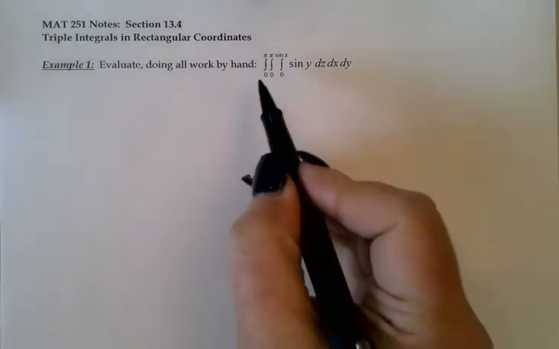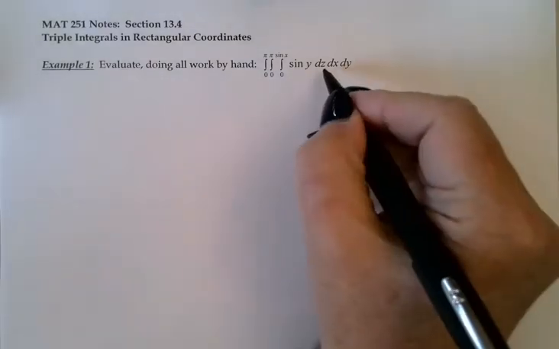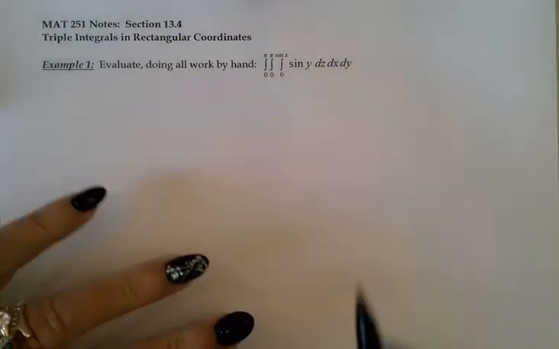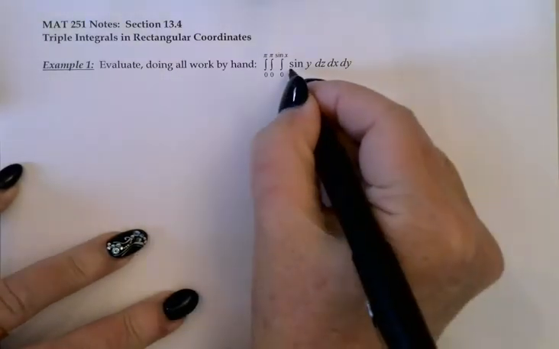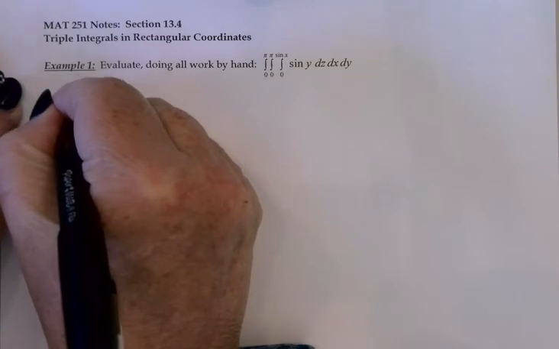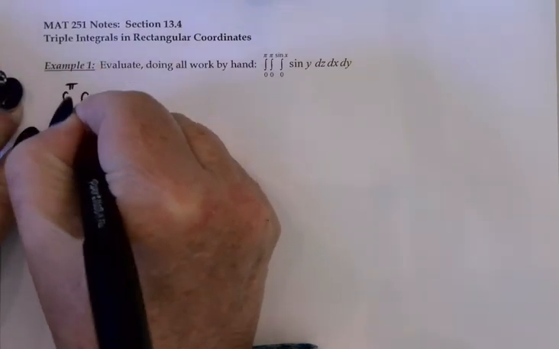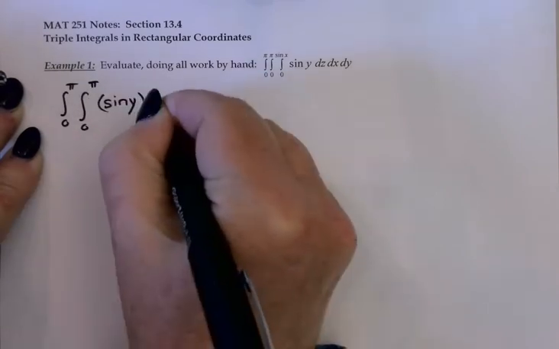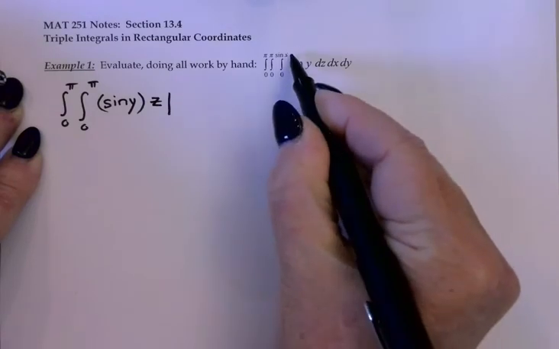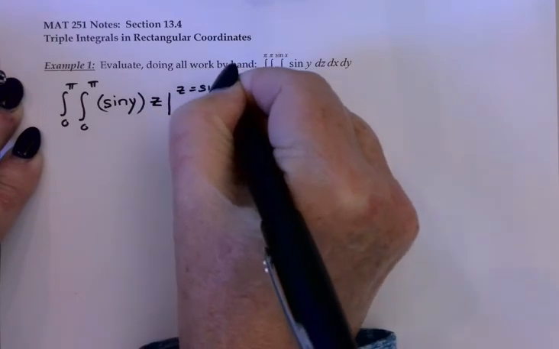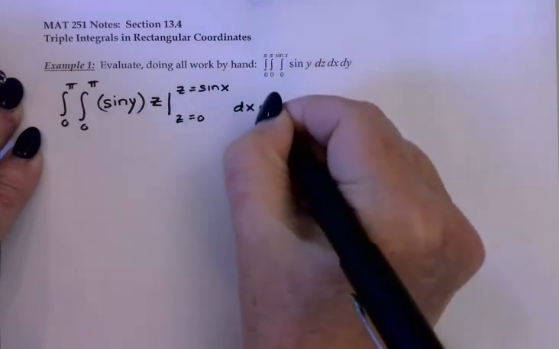So in my first example, we've got this triple integral. And we're beginning by saying, let's take the integral of sine of y dz. Since I'm integrating with respect to z, sine y is really a constant. So I'll simply get sine y times z for the value of that integral. And that goes from z equals 0 to z equals sine x. The dx and dy are just out here for later.